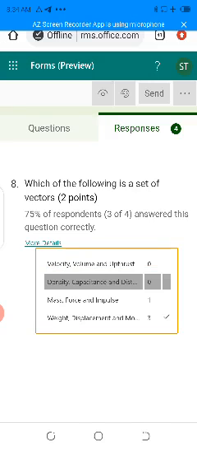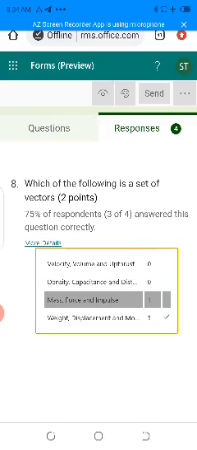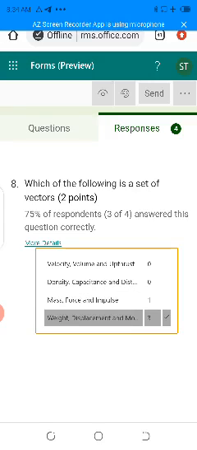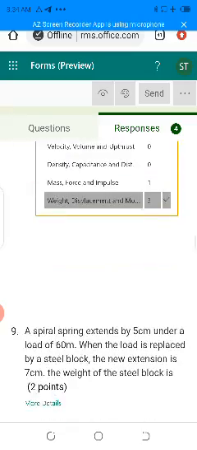Now look at this. Density, capacitance, and distance. Here is only density. Distance here is a scalar quantity, so automatically that option is wrong. Here mass is a scalar. So automatically everything, because they said all set of vectors. So look at the option which is D: weight, displacement, and moment. They are all a set of vectors.